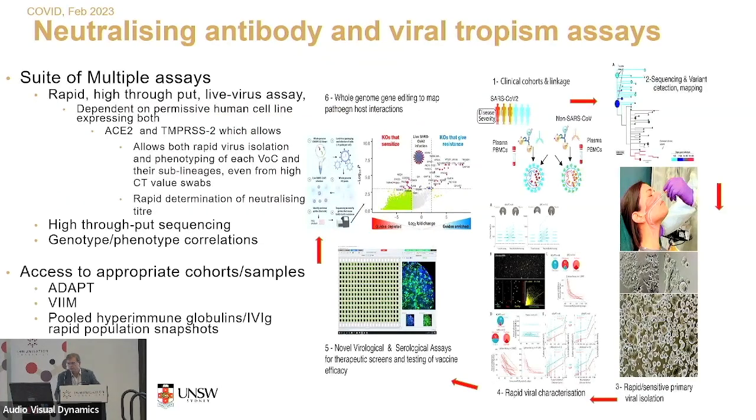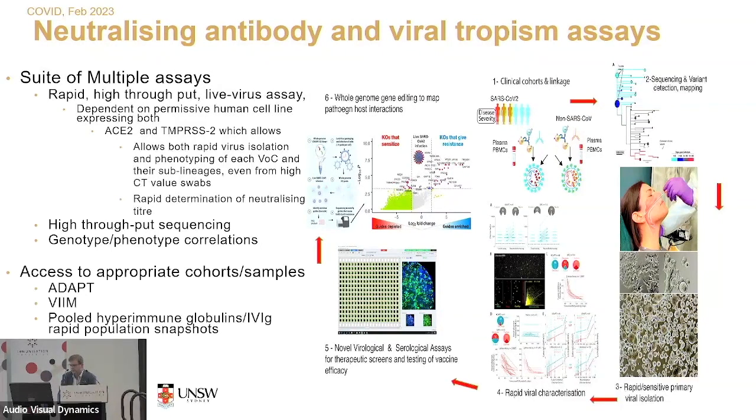In terms of neutralizing antibodies and viral tropism, we've developed in the lab, mainly around Stuart Turville, a suite of multiple assays that allow us the rapid isolation from swabs of the virus, and then its characterization phenotypically, both in terms of its ability to evade the immune system and also its ability to infect cells. This has been developed using human cells rather than VeroE6s, and those cells have been transfected with ACE2 and TMPRSS2.